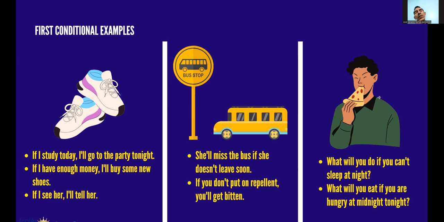you. La primera palabra se dice chill, ¿o cómo se pronuncia? Yeah, chill. ¿Perdón? Chill, así como dijo. She'll miss the bus if she doesn't leave soon. If you don't put on repellent, you'll get bitten. Yes. Perfect.